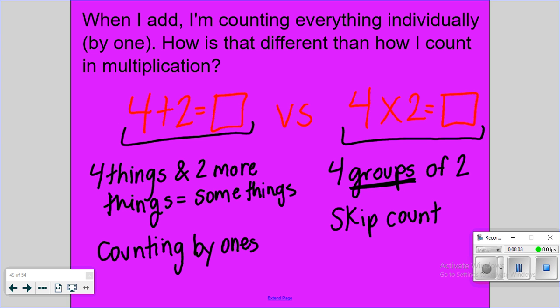How is adding different than multiplying? Adding is not really scary. When we add, we're doing those numbers by each individual number. We're not trying to skip count. We're not trying to jump all these different jumps. What are you thinking, Sean?